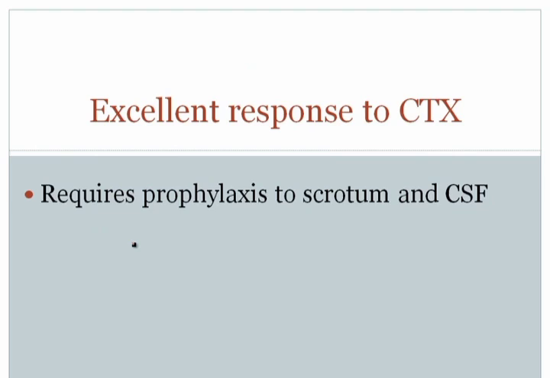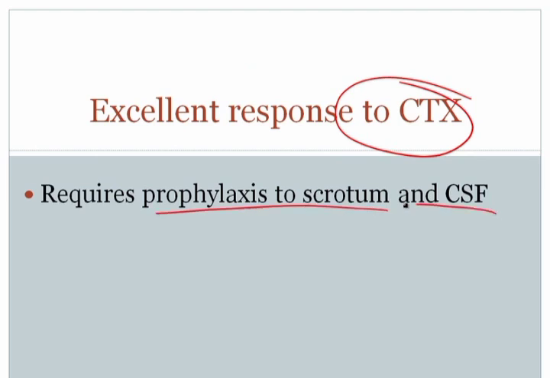B-ALL has an excellent response to chemotherapy, but it's important to remember that it requires prophylaxis to the scrotum and the CSF. When we give chemotherapy to these patients, the chemotherapy obviously goes into the blood, but is not able to properly cross the blood-brain barrier or the blood-testicle barrier.